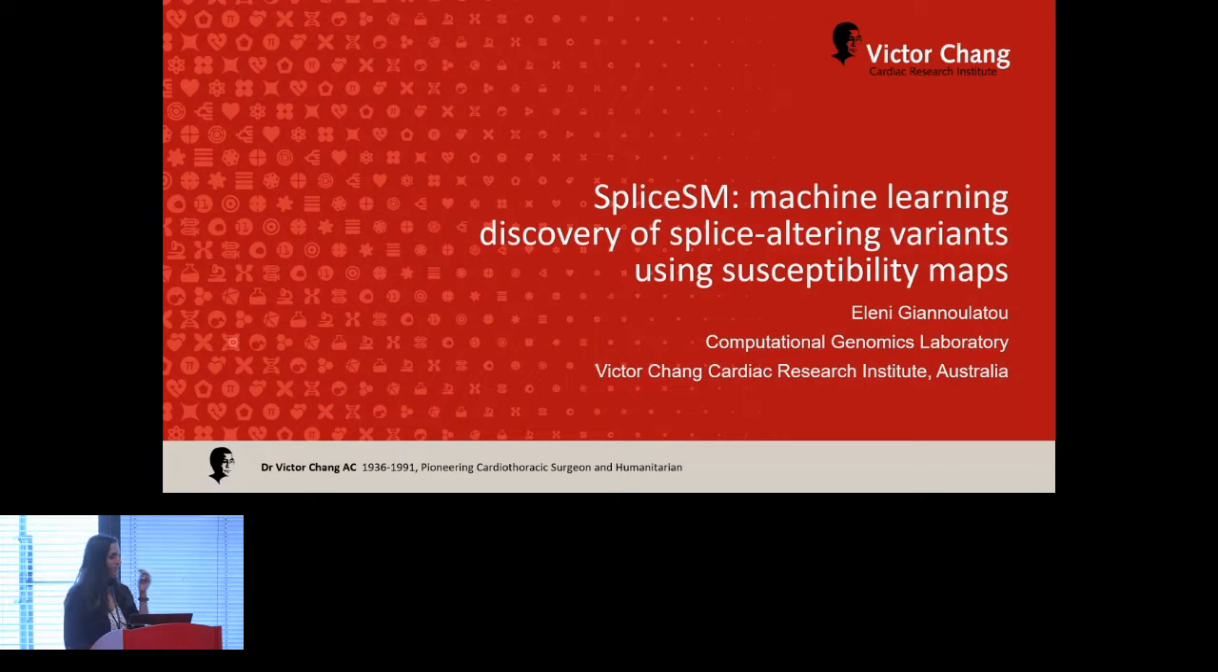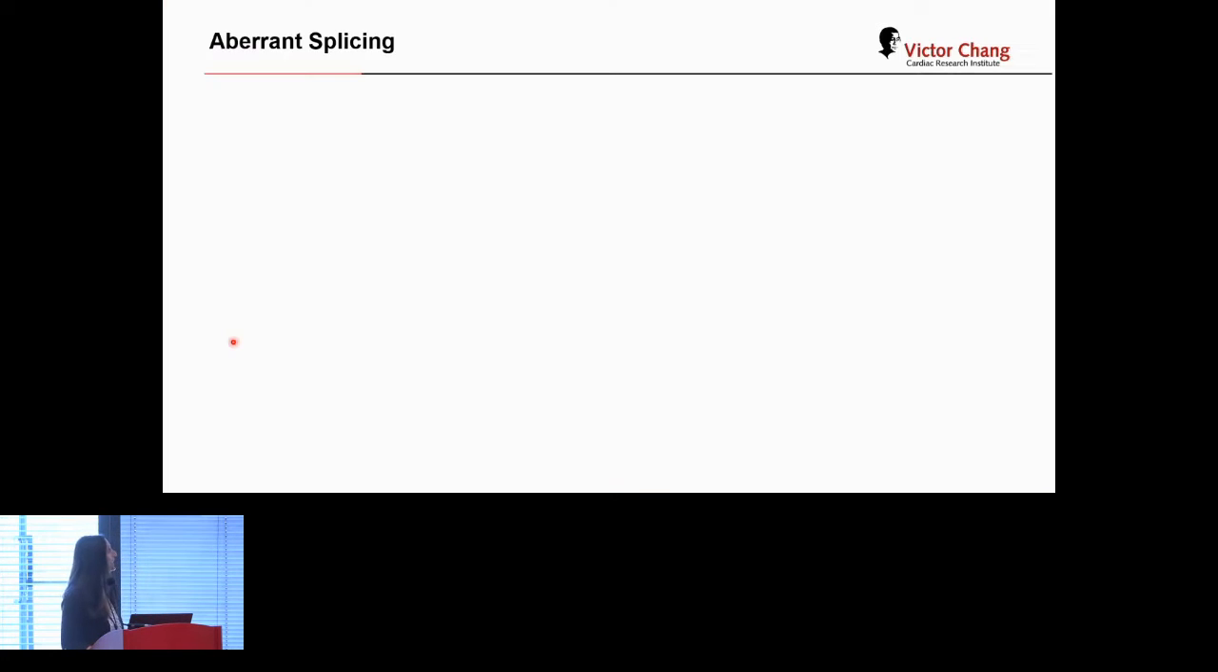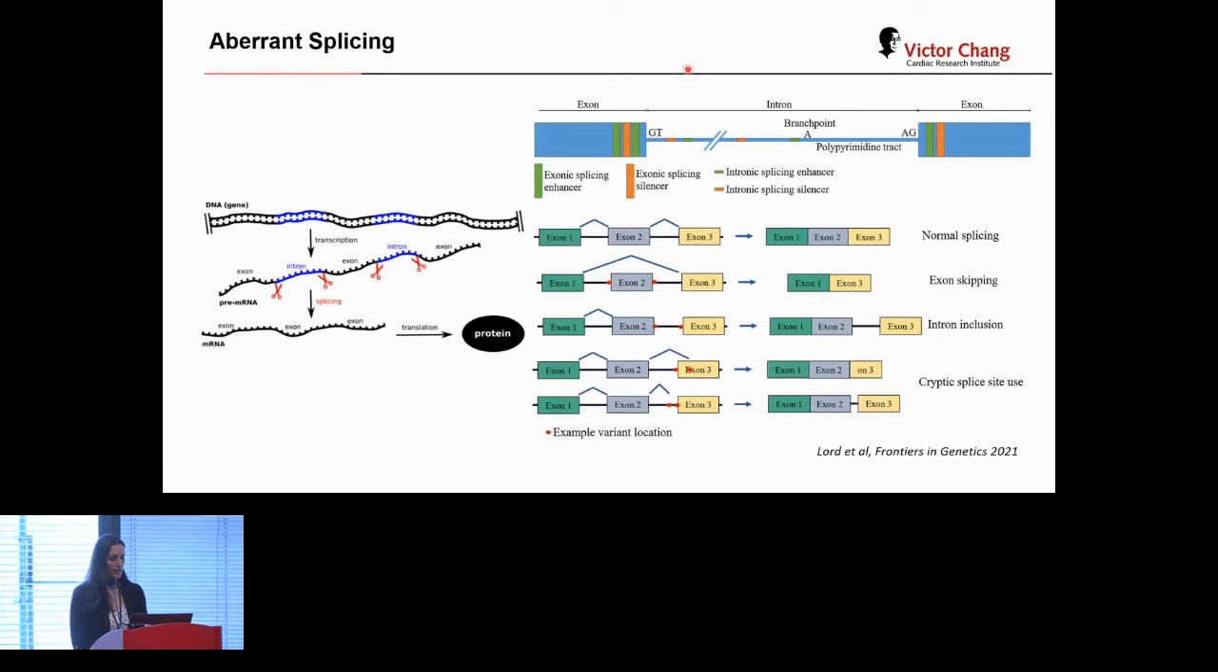We heard about splicing and aberrant splicing yesterday from Julian, but briefly, splicing is a process where introns are removed and exons are joined together. It's a complex process mediated by the spliceosome and guided by motifs. There are motifs along the region and the donor exon boundaries, the acceptor and donor motifs, and also motifs around silencers, enhancers, and also the branch point.